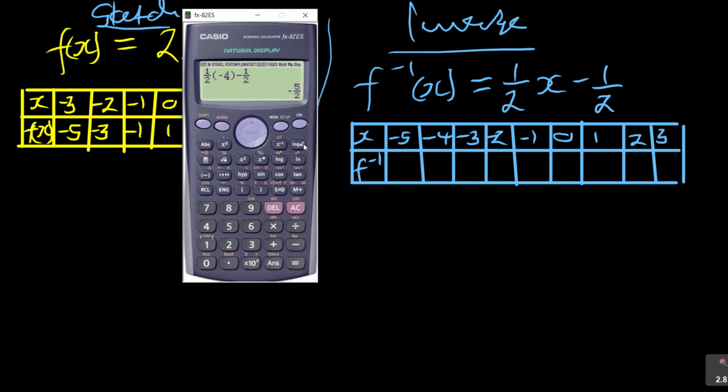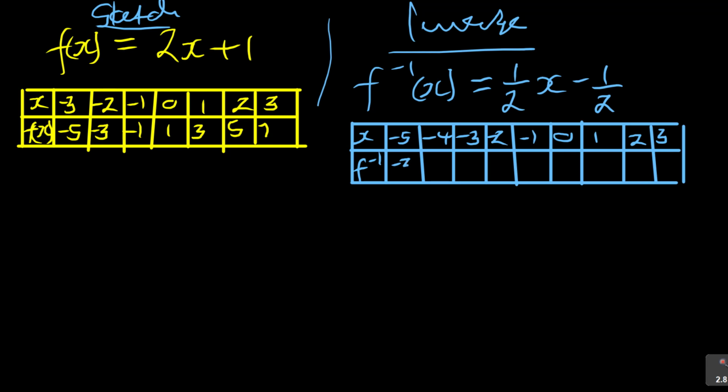I mean negative 4 is minus 3. Now this is minus 2.5. You put 3 here, negative 3 is minus 2. So it was minus 3, minus 2.5, and then minus 2, and then it continues.